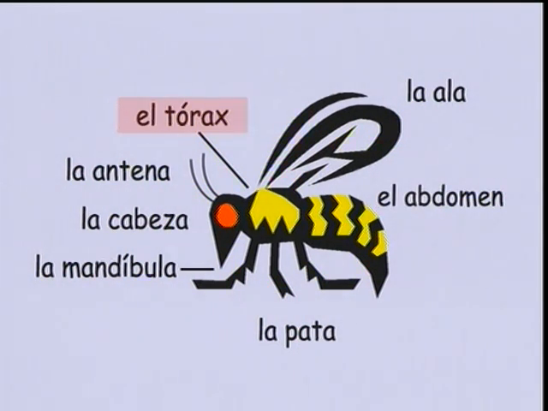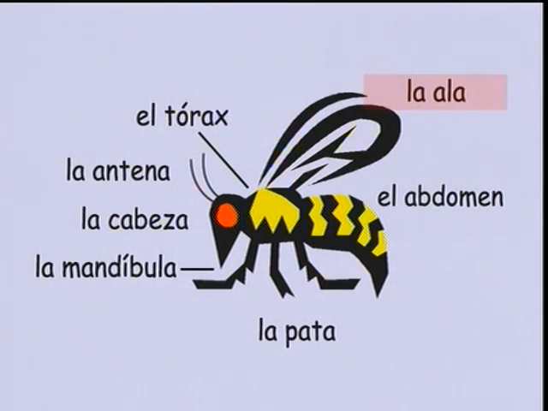El tórax. Say it with me. El tórax. El tórax is the thorax. La mandíbula, say it with me, la mandíbula. La mandíbula is the jaw. La pata, say it with me, la pata. La pata is the leg. La antena, say it with me, la antena. La antena is the antenna.